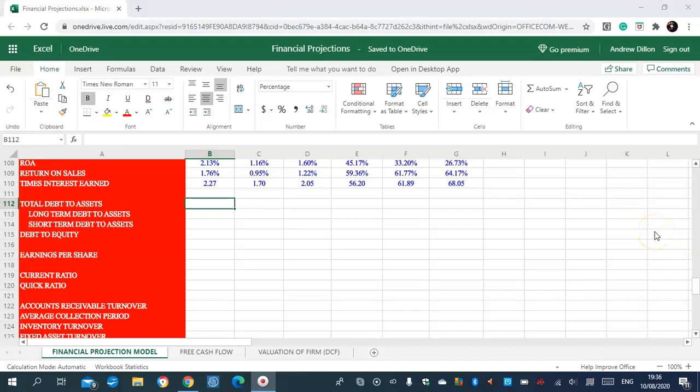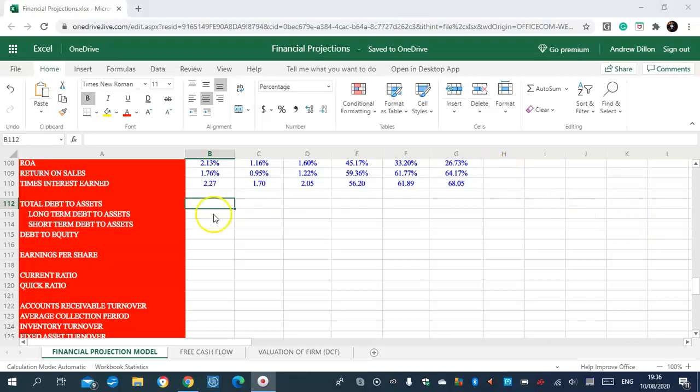Hello everybody and welcome back to the Financial Projections Excel spreadsheet. We just have to finish off the time interest earned and a few more to do on the financial projection model, and then I'll move on and start the free cash flow, whatever needs to be calculated on the free cash flow sheet, which is the next one.